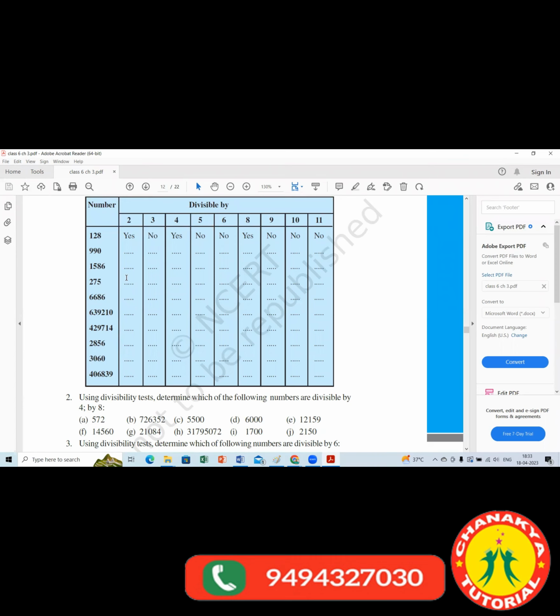Ma'am, the divisibility rule is that the sum of the digits should be divisible by 3. What is the sum of the digits in the number 275? So what is the sum of all the digits? 2 plus 7 plus 5. Ma'am, you should subtract. Ma'am. I'm here. Please let me know first.